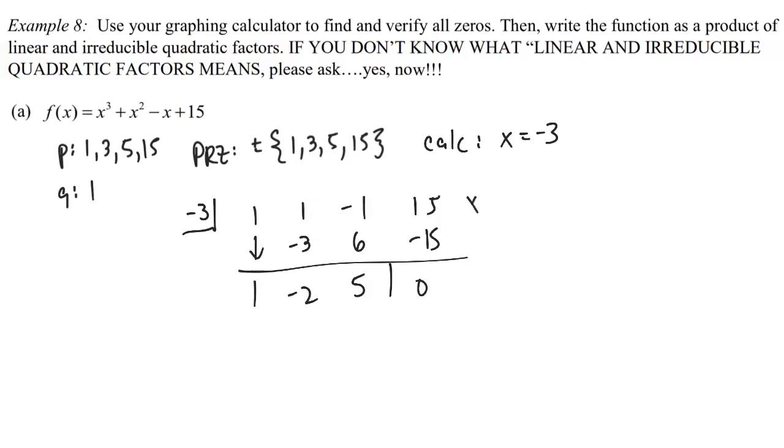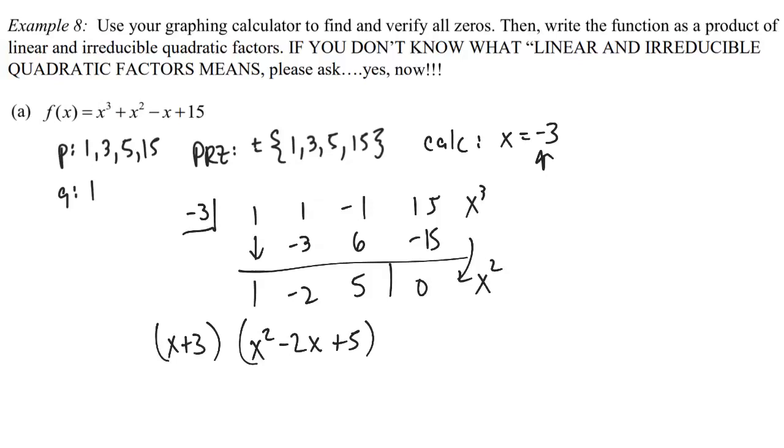And so this was x cubed. We divided once. That got us down to x squared, and so this is the quadratic, x squared minus 2x plus 5. That's going to be my irreducible quadratic factor. And then my linear factor, because my 0 was negative 3, my linear factor is going to be x plus 3. And so there is the function written as the product of a linear and irreducible quadratic factor.